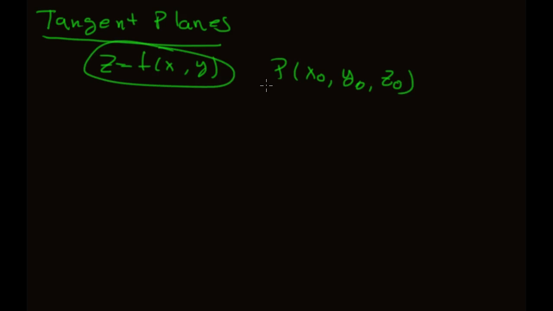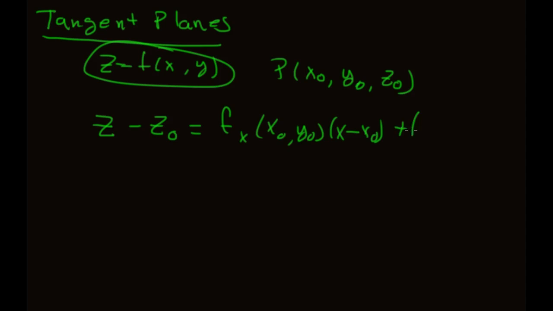Okay, so what we want to do is draw a plane that's tangent to this surface through this point. And our argument is that if I take z minus z null is the f sub x, the x partial at x null, y null, times x minus x null, plus the y partial at x null, y null, times y minus y null, I'm going to get a plane that's going to be tangent to this surface at this point.